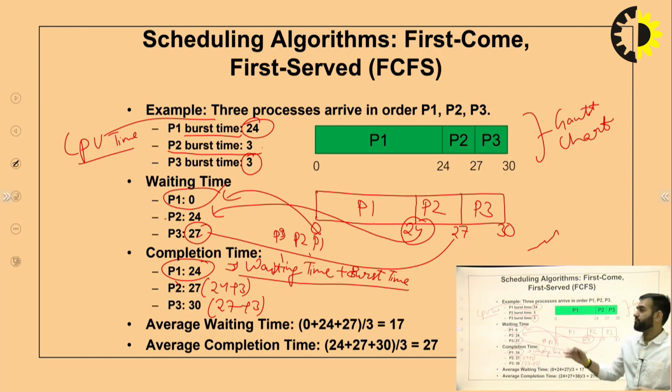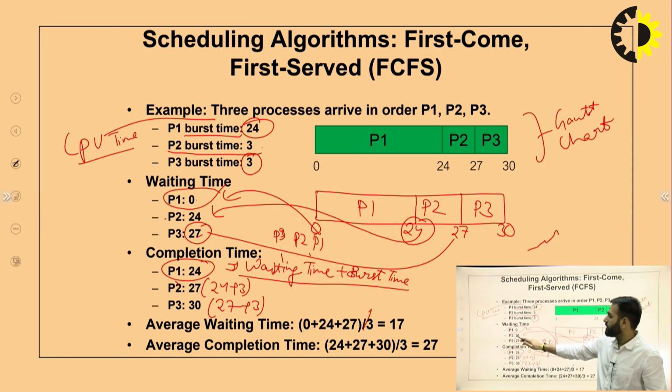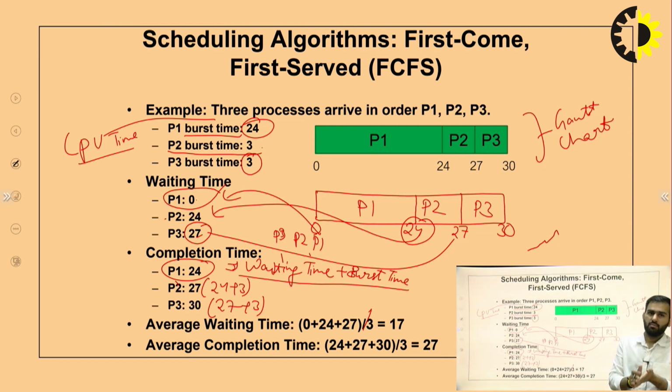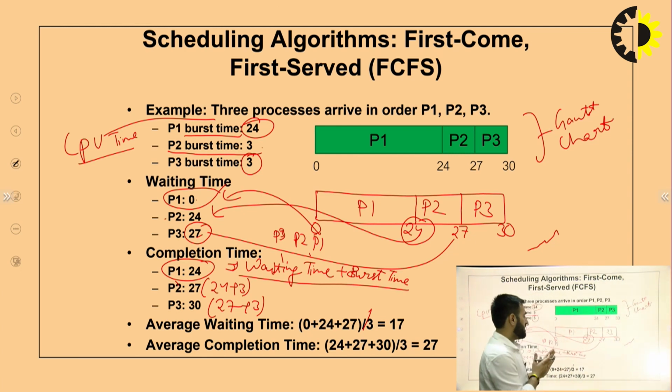Now see the average waiting time for all these processes. Since there are processes P1, P2, P3, the number is 3. Now the waiting times are 0, 24, 27. How can we calculate the average? Sum of all these divided by the number of elements, which is 3. So it is 0 plus 24 plus 27 divided by 3, which is 17. So the average waiting time is 17.